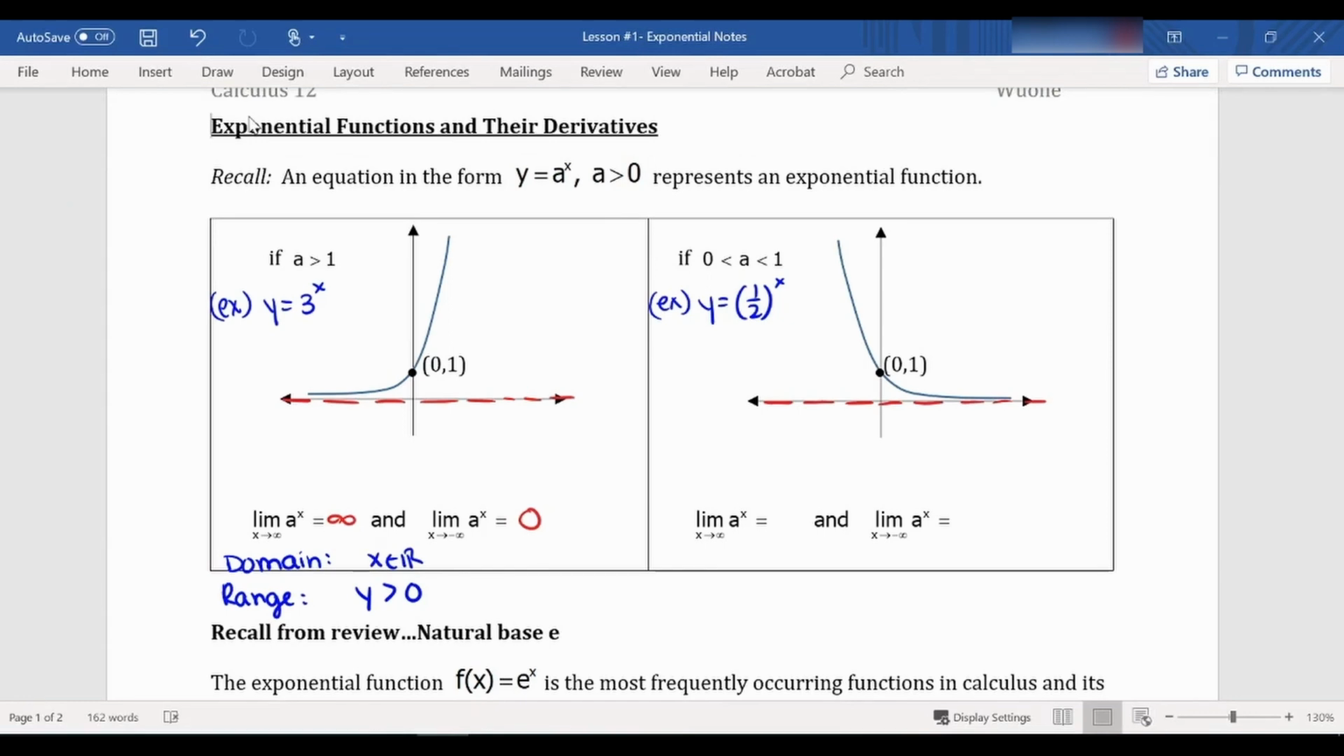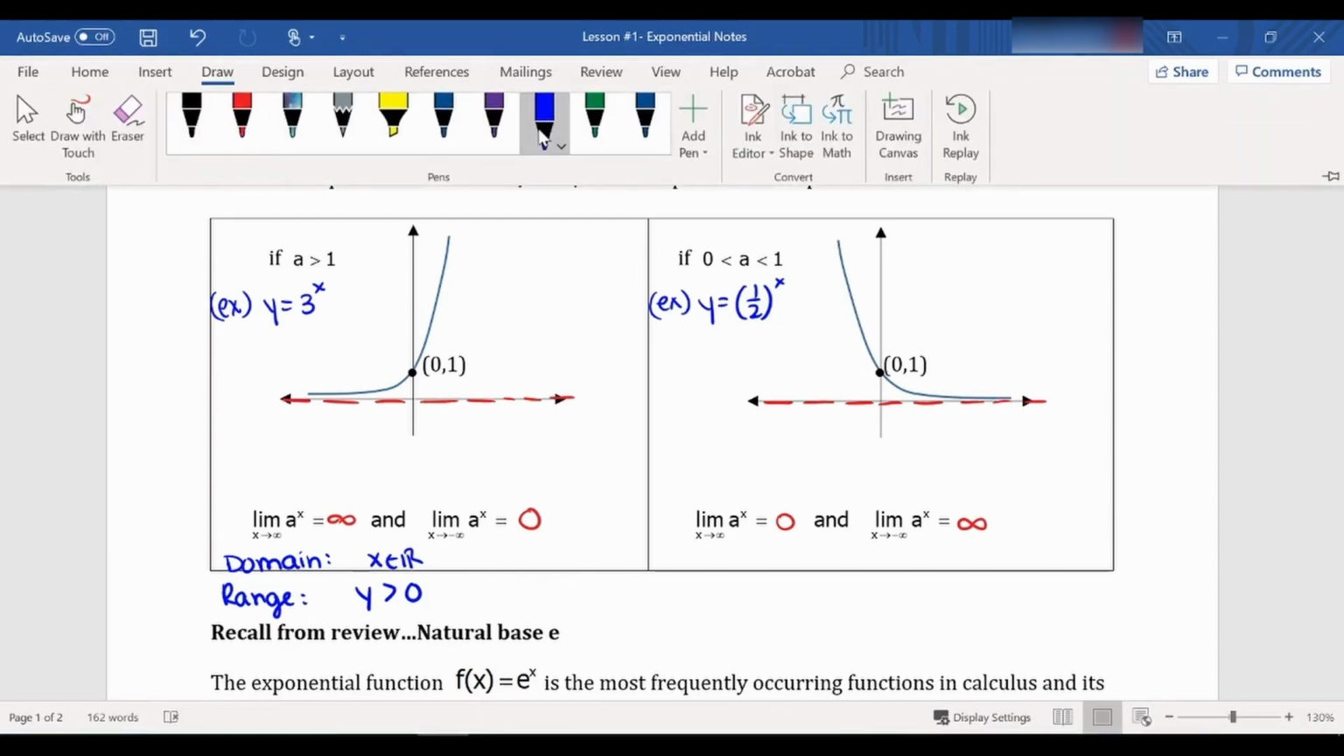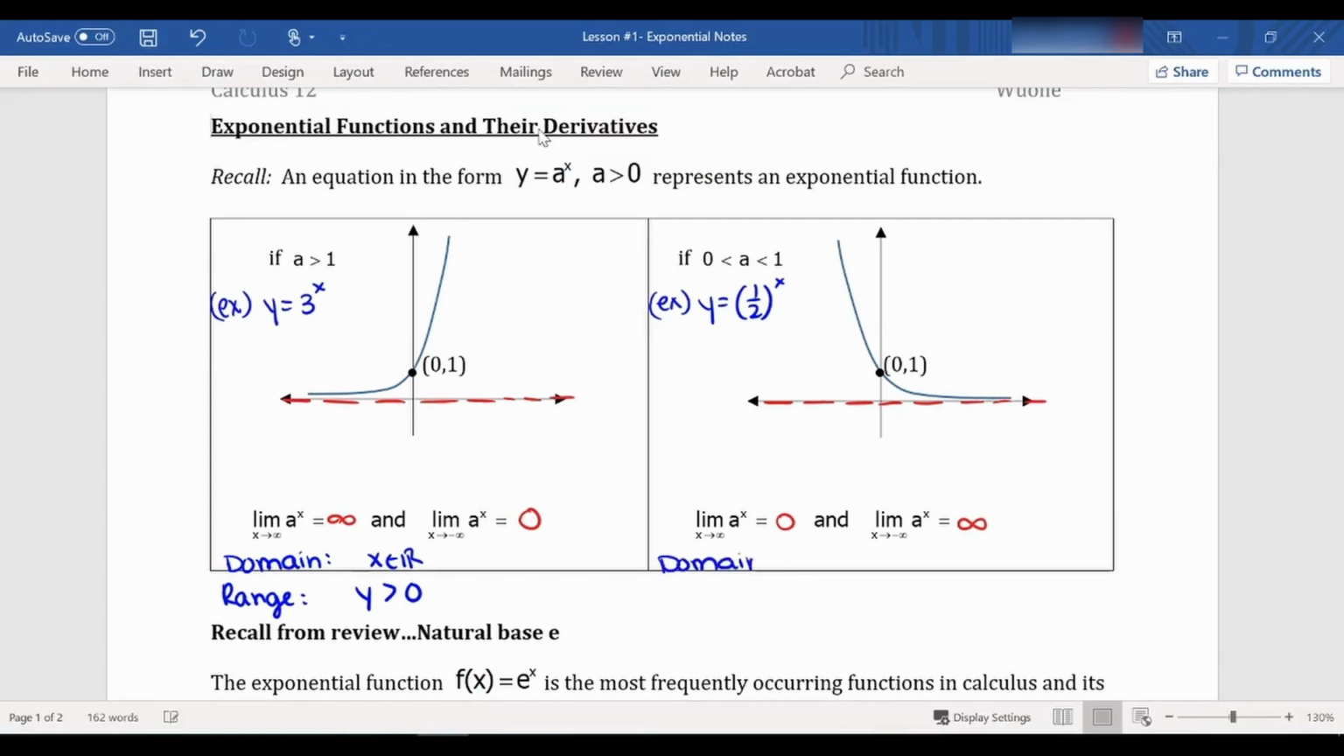And if we look at the limit as x goes to infinity, it equals 0 because as we head right on the graph forever, the y values will approach 0. If we were to head left on the graph forever as x approaches negative infinity, our y values would increase forever, and so our limit would be infinity. Our domain here would still be all real numbers, and our range would still be bigger than 0.